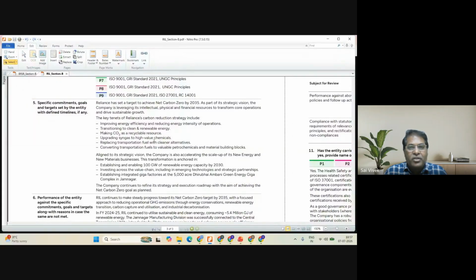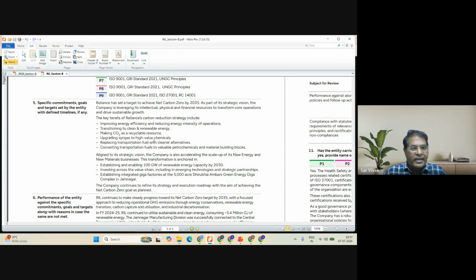This transformation is anchored in establishing and enabling 100 gigawatts of renewable energy capacity by 2030. So this is the goal and target. Imagine 100 gigawatts of renewable energy. I think this could be the biggest in the world. I have heard of plants which are capable of doing about 100 megawatts or 500 megawatts or even 1 gigawatt. 100 gigawatts of renewable energy is indeed a very huge scale.